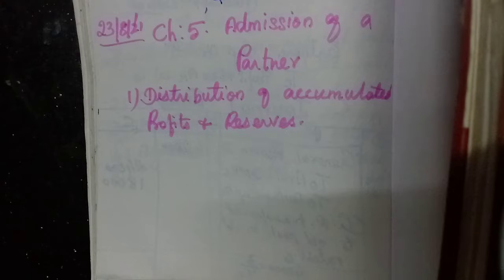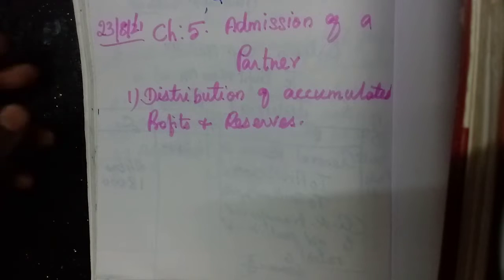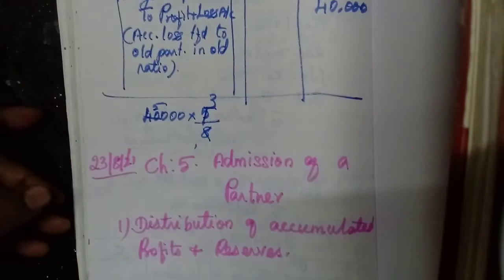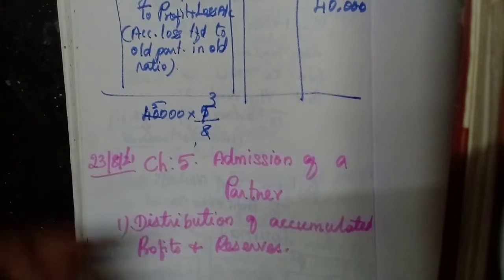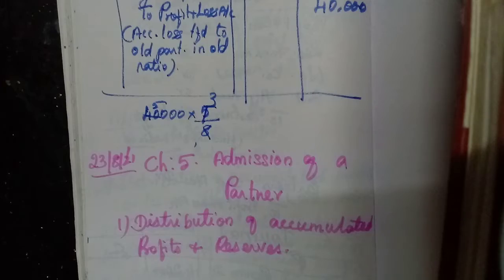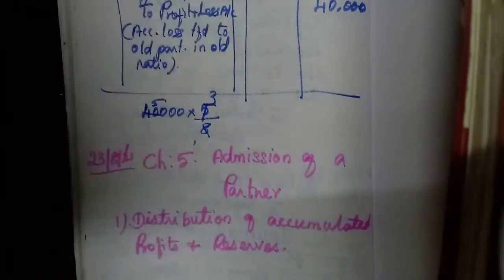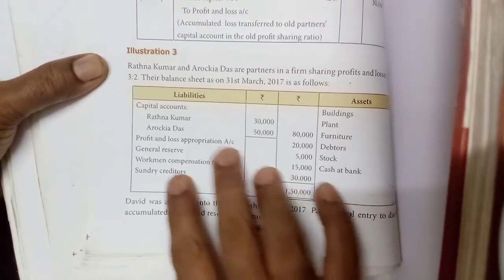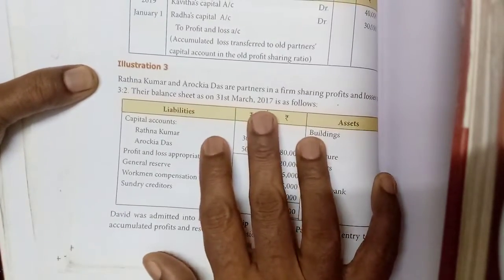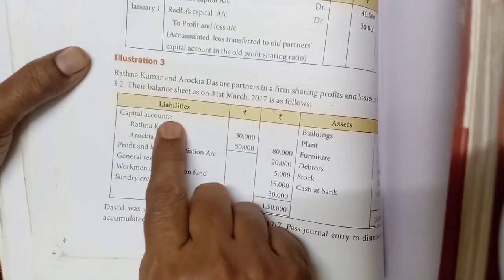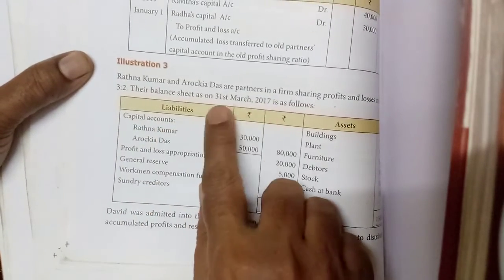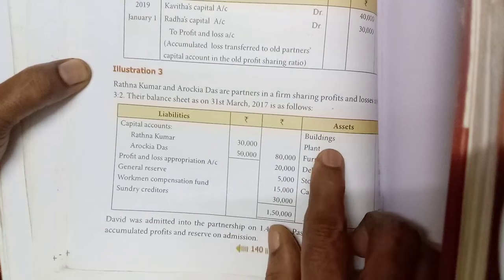There we have completed two problems. The third one we will see. Now I will show you the third illustration first, then we will do the next exercise. See, Ratna Kumar and Arogya Das are partners in a firm sharing profits and losses in the ratio of 3:2. The balance sheet on 31st March 2017.